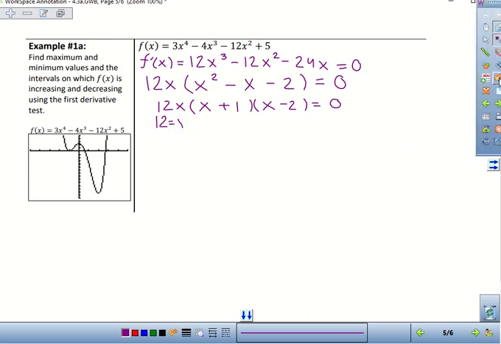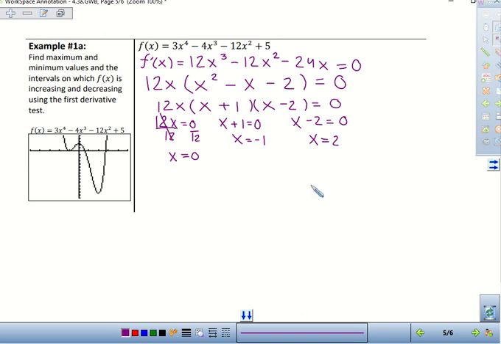So you're going to set 12x equal to 0. You're going to set x plus 1 equal to 0, and x minus 2 equal to 0. And then you're just going to solve each one of these equations. So we get x equals 0, x equals -1, and x equals 2.